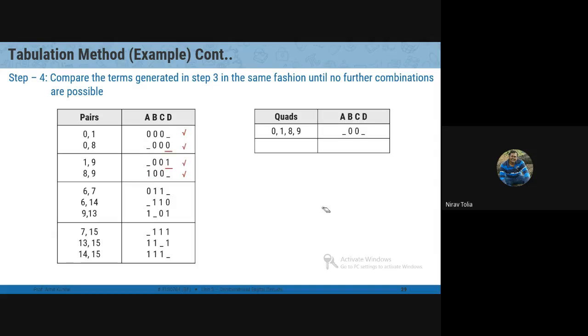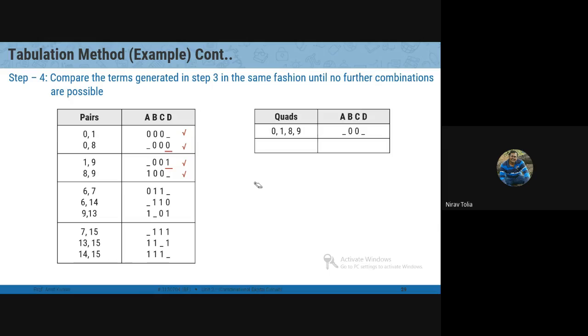So the only possible quad is 0, 1, 8, 9. Now again, we have to check the dash at the common place. So we have 0, 8, 1, 9 with the same dash, 6, 14 with the same dash, and 7, 15 with the same dash. You can see again only one bit is changing. So the dash is common at A, only D is changing, B and C remain 0, 0. The min terms are 0, 8, 1, 9, and it has already come as 0, 1, 8, 9, so there is no need to write it again.